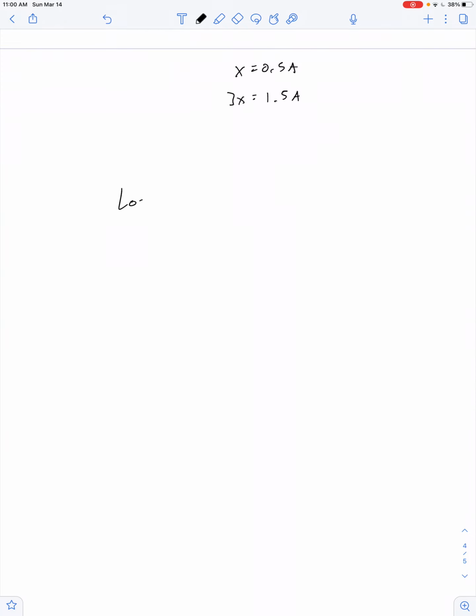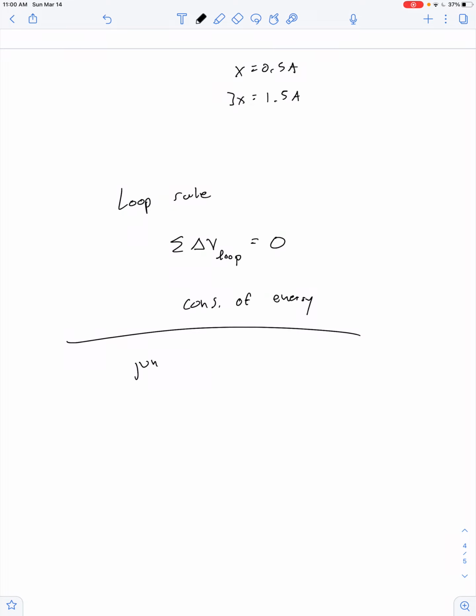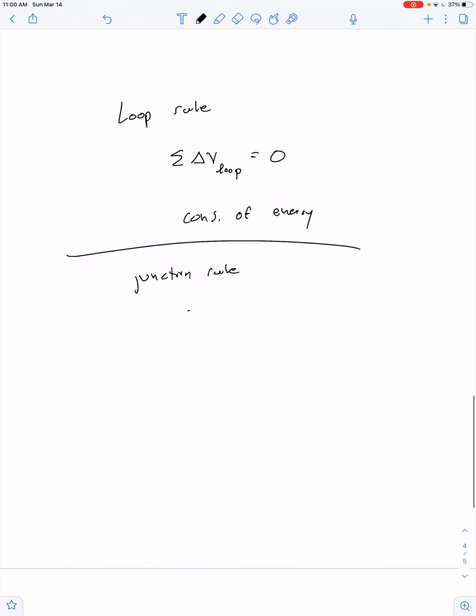So, Kirchhoff's rules. Loop rule: the net change in voltage, or the net change in electric potential, I should say, around a loop is equal to 0. That follows from the law of conservation of energy. Junction rule: the total amount of current in equals the total amount of current out.